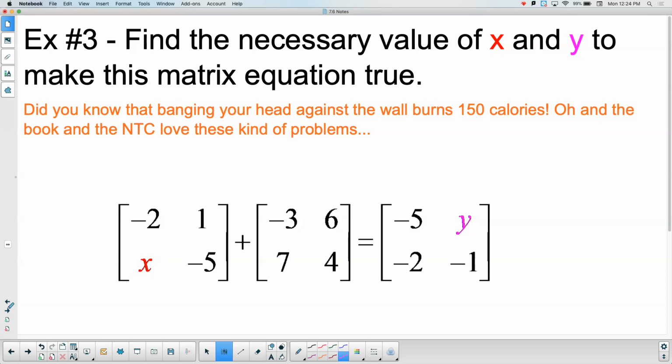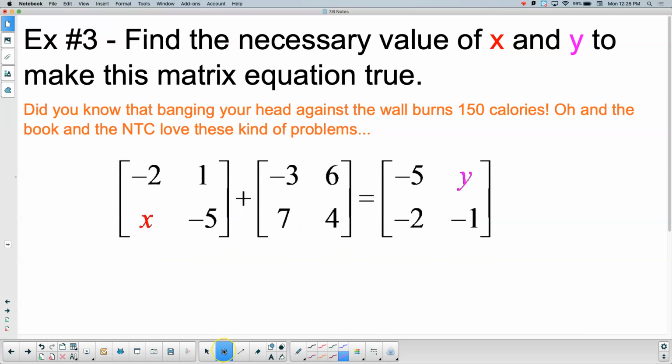The textbook, along with, I've seen it in the past on finals and on some assessments as we go along, where you have a matrix addition or subtraction statement. That's what this is, it's a matrix addition statement because we're adding them. And then it's asking you to find the 2 missing variables. So in this case, we're asked to find x, and we're asked to find y. Okay?